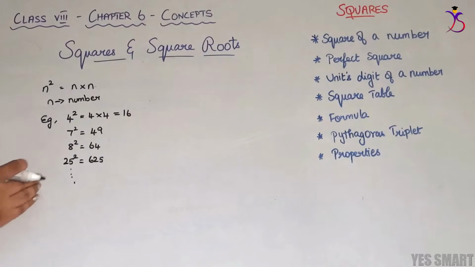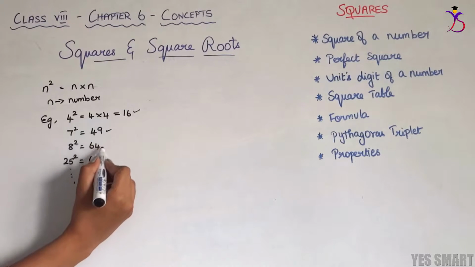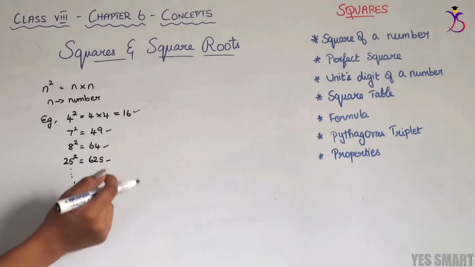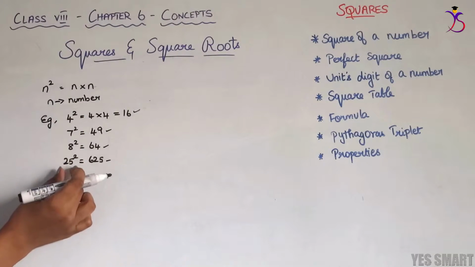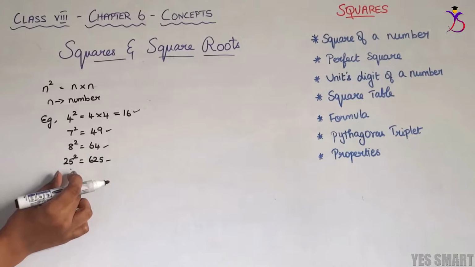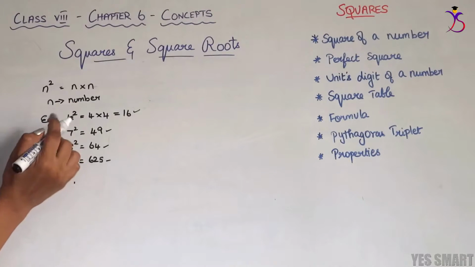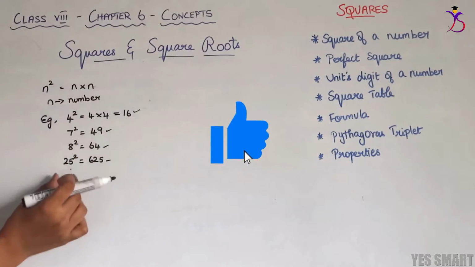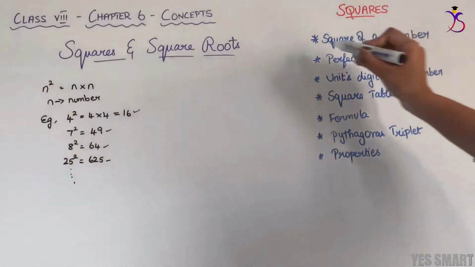The numbers 16, 49, 64, 625 are the answers which we got after squaring these numbers. The squares of 4, 7, 8, 25 give us this result. So the square of a number is multiplying a number by itself. So this is about the square of a number.